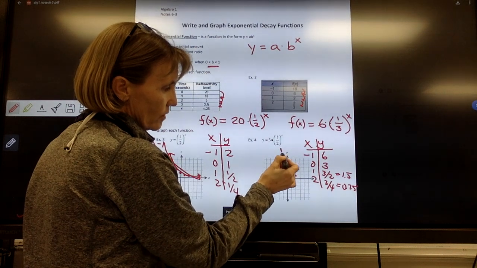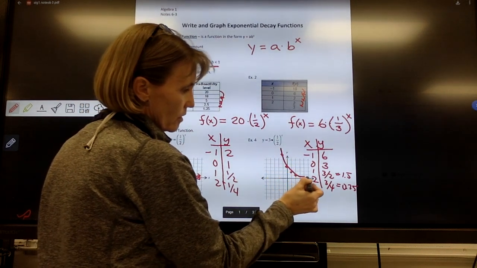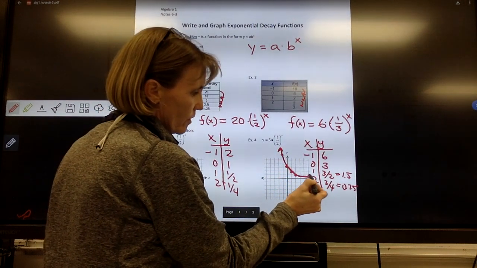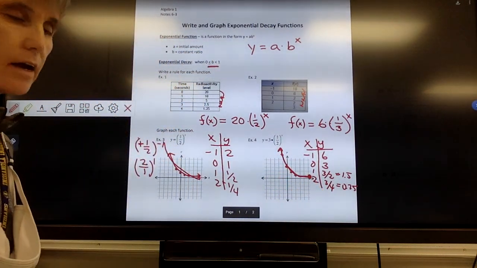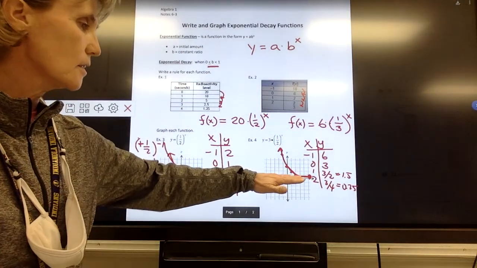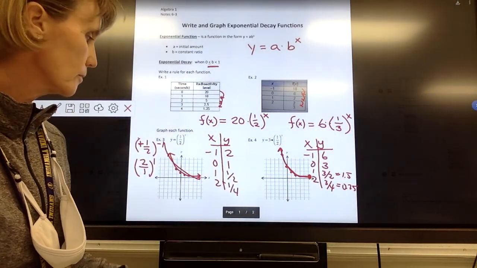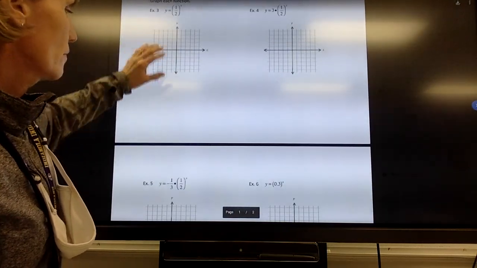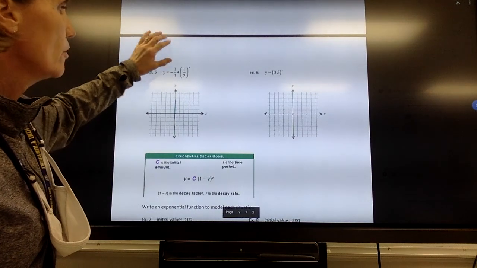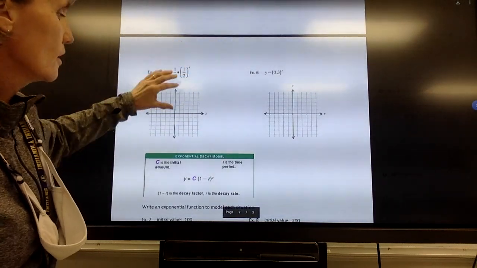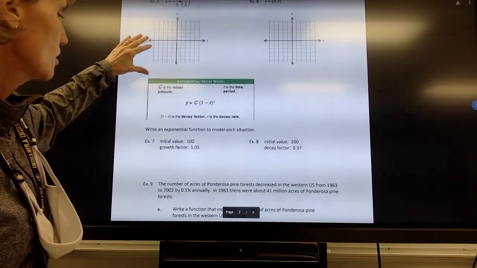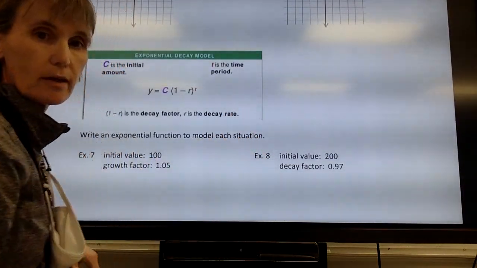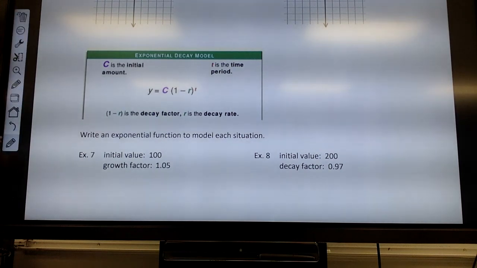0.75. So again, you've got this curve that's falling. It's going to curve around here and it's not ever going to cross that x-axis. It's just going to get closer and closer and closer to it. If you want, you can use your calculator for the decimal, or you can change that decimal into a fraction. Let's look at a couple of examples here.